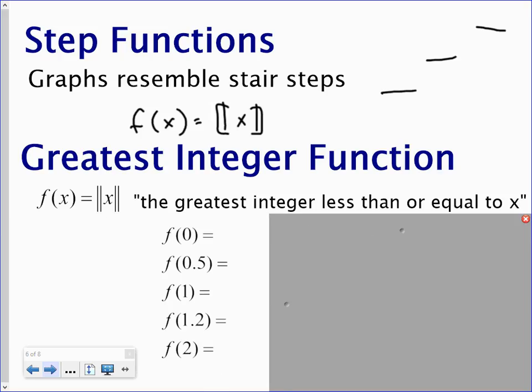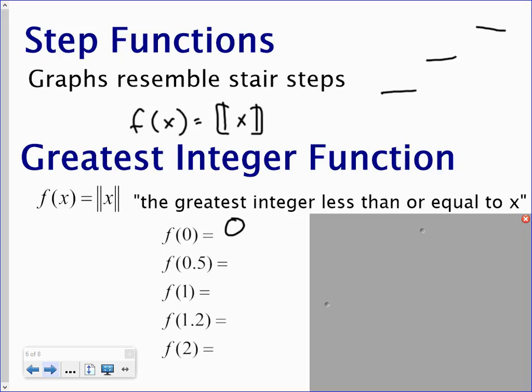I've got them in function notation. So we'll start with f of 0. Meaning I'm going to go to that greatest integer function and put 0 in for x, which is then asking me what's the greatest integer that's less than or equal to 0? 0. It's the greatest integer that's less than or equal to that value, 0.